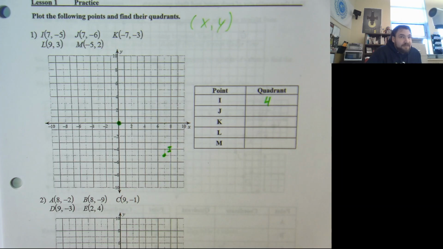Go fast. I'm happy that you're just putting points down on grids based on their location. Give it a shot. I want you to do all the letters, so I, J, K, L, and M, and then A, B, C, D, and E for question 2. Time for J.